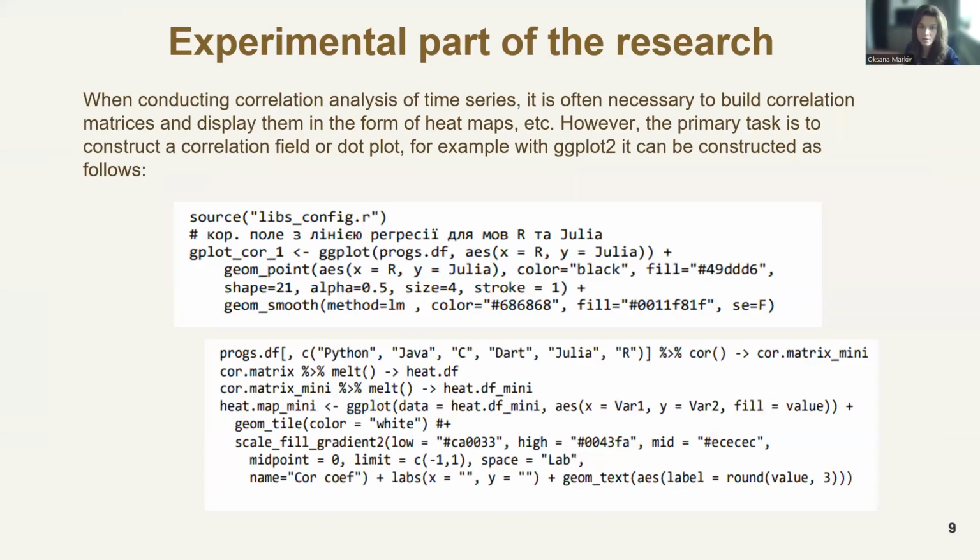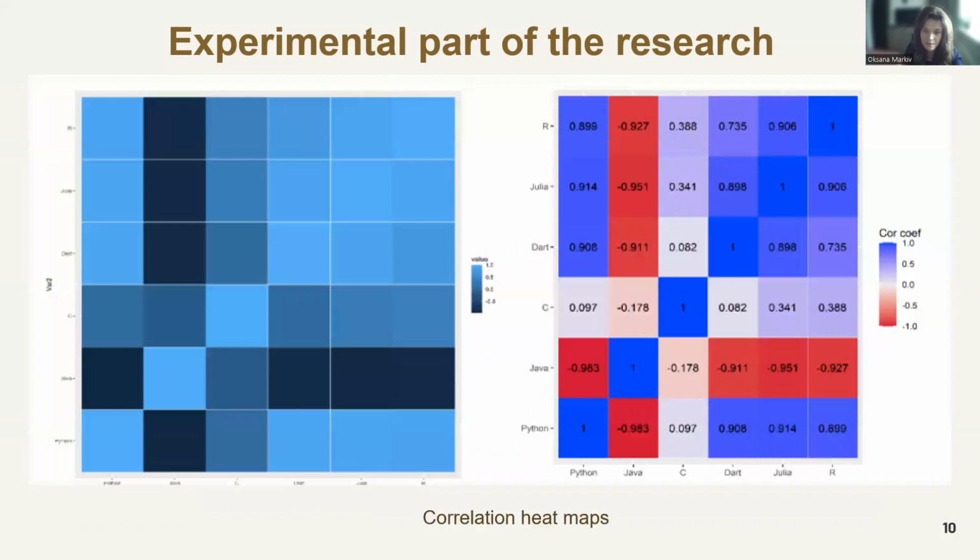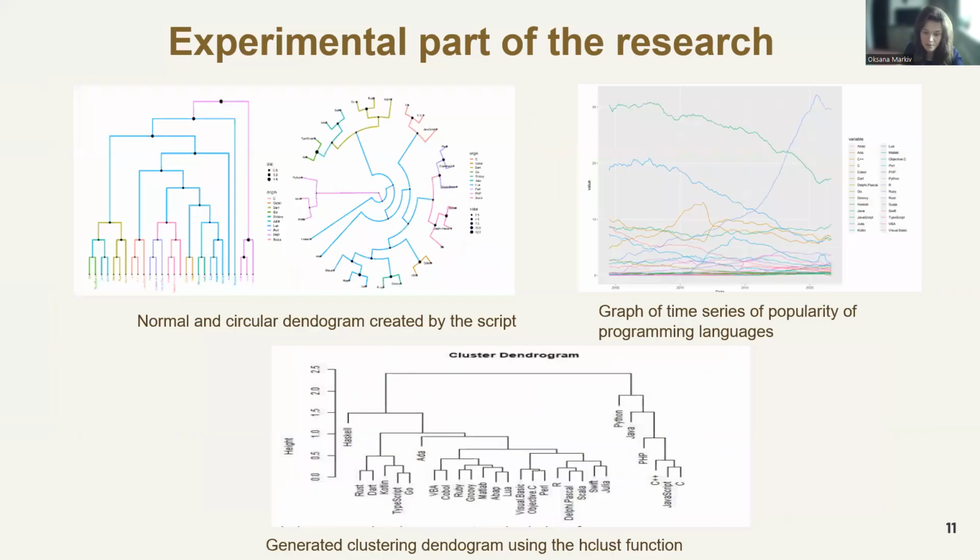When conducting correlation analysis of time series, it's often necessary to build correlation matrices and display them in the form of heat maps. However, the primary task is to construct a correlation field, a dot plot, for example, with ggplot2. It can be constructed as follows, and this is demonstrated in our slide, and more information is in the article. For correct use of data, it's necessary to conduct a classical intelligence analysis. To improve the appearance, it's good to divide languages into certain groups by mean value, dispersion, median, and after sorting by average value, we have such results.